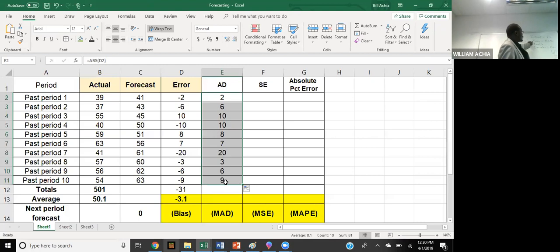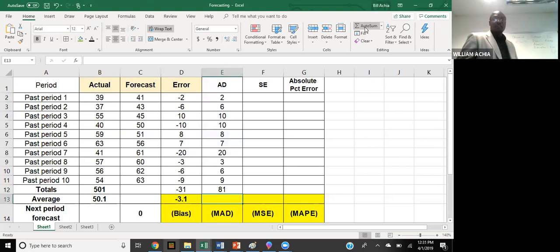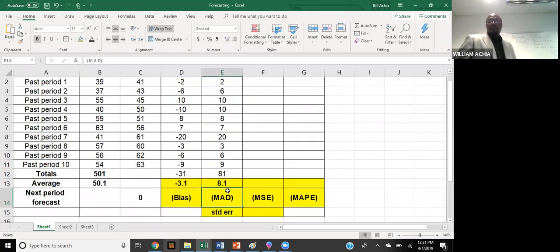Okay, so I've done the A and D. I need to add the mean. Okay, so I get the average. I first of all calculate what's the total here. I get 81, and from that 81, I divide that by the total number of time periods that we have here. So it's 81 divided by 10 time periods. And so my mean absolute deviation is 8.1.